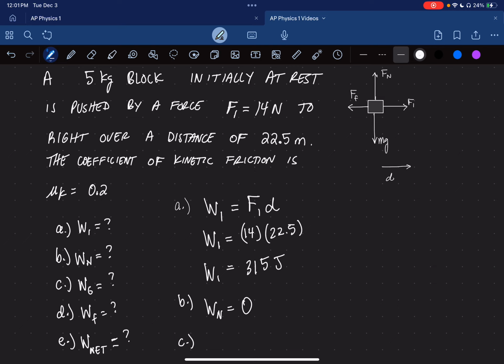Question C, what is the work done by the gravitational force? Here is the gravitational force. Here is the distance. And so once again, they are perpendicular to each other. So the work done by gravity is equal to 0. I should note here, not always is the normal force going to do 0 work. Not always is the gravitational force going to do work. This is just an example.